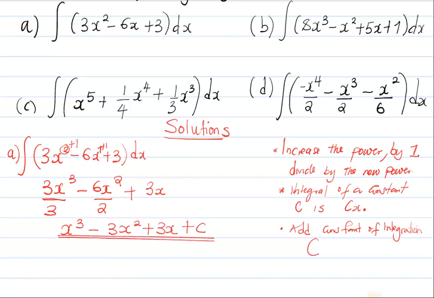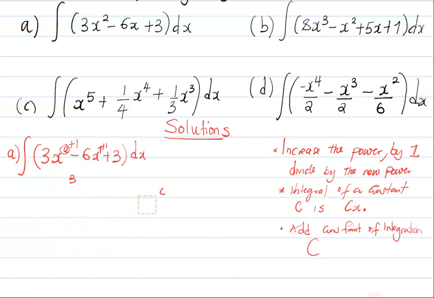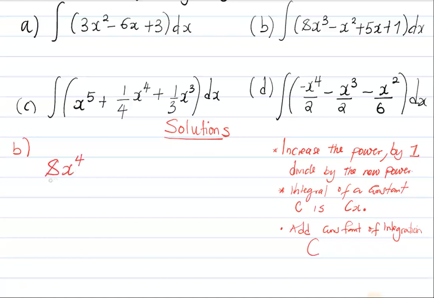Beautiful, right? Okay, so now let's look at question B. I'll solve it from the same space here. I'll just erase this part. Then I'll just go to B. So what we are doing from B is that we are increasing this power by 1. We are going to get 8x to the power 4 over 4.